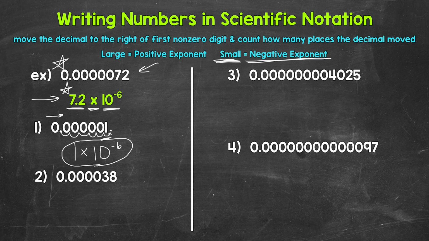Now we're using a negative exponent here. We want to multiply by that negative exponent because this is a way to represent division or taking a fraction of something, which gives us that smaller number.